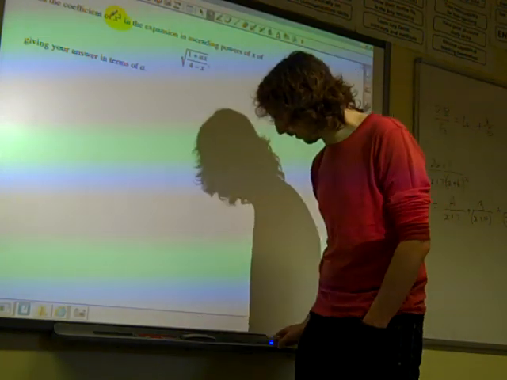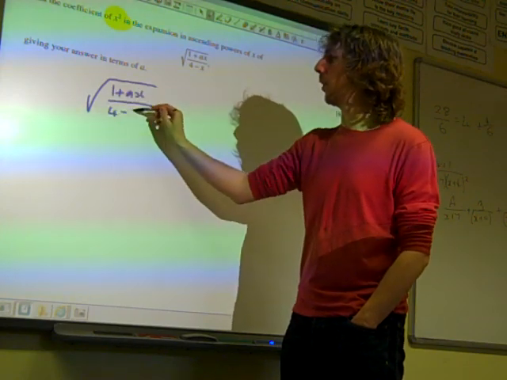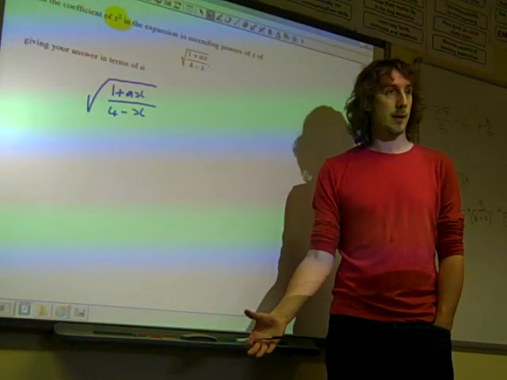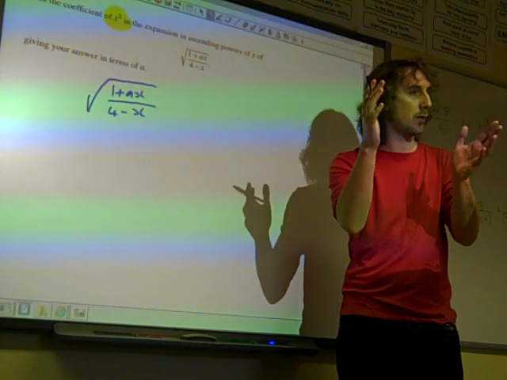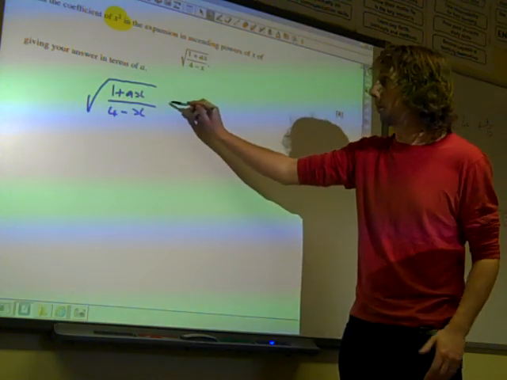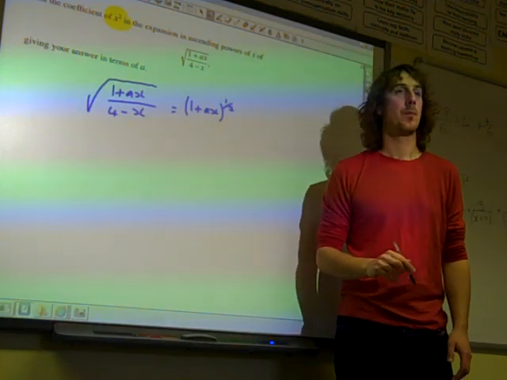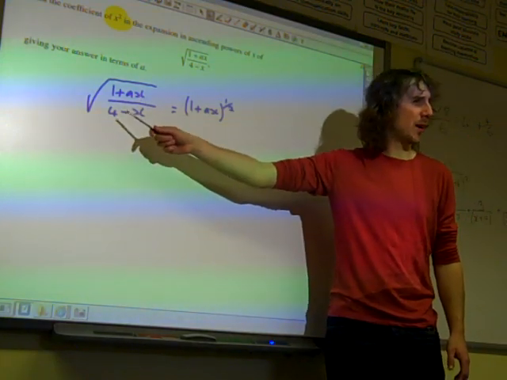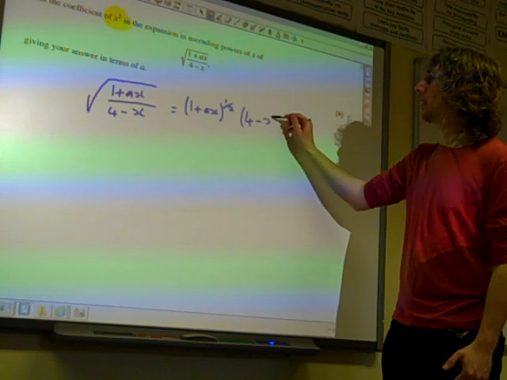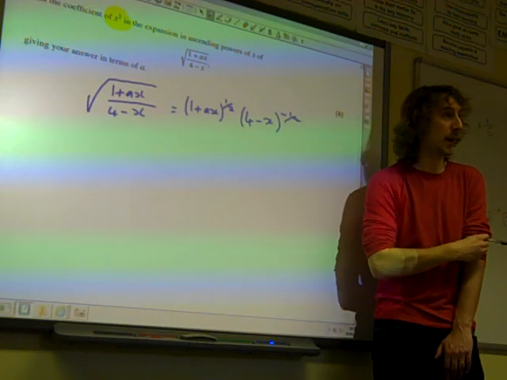So we've got to think, before we do anything else, how can we rewrite that to be something that we can work with? Well, that square root sign is like having a bracket of a half around it, isn't it? That's another way of writing the square root. We've got the top bit, which is 1 plus ax to the half, divided by 4 minus x to the half. If we're dividing by 4 minus x to the half, that's like multiplying by 4 minus x to the minus a half. So first we have to write it like that.